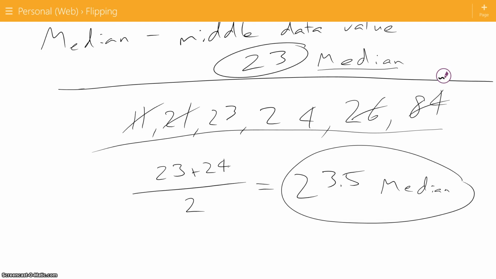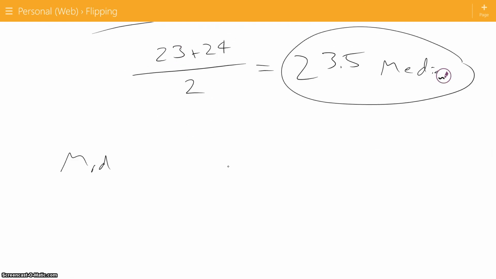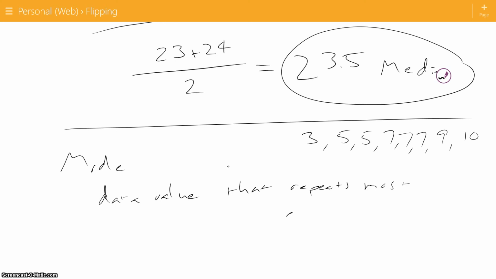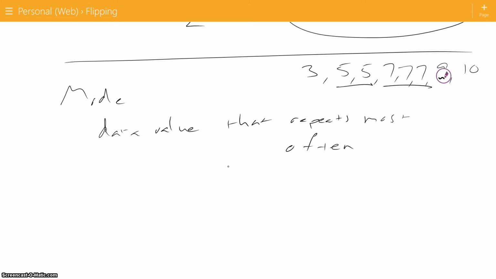Okay, and mode is simply, let's say we've got data values of 3, 5, 5, 7, 7, 7, 9, 10. Mode is the data value that repeats most often. So I've got 2 5s, but I have 3 7s. Therefore, the 7 repeats the most. 7 is your mode.